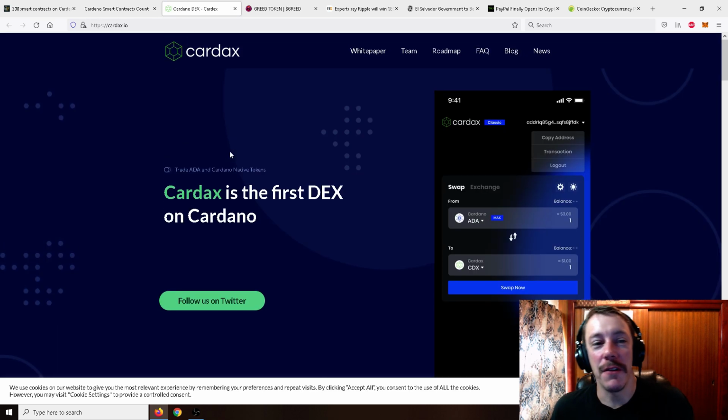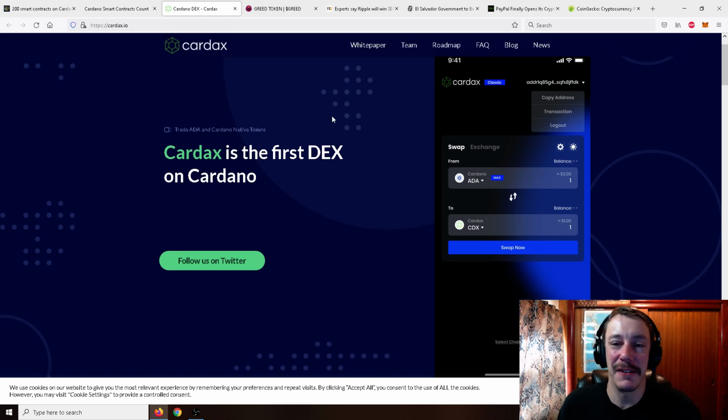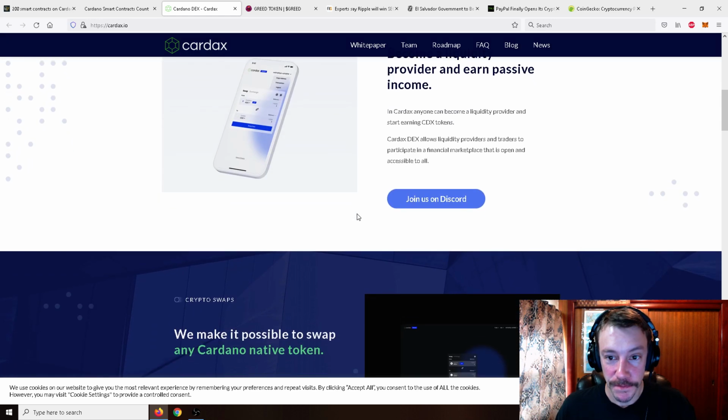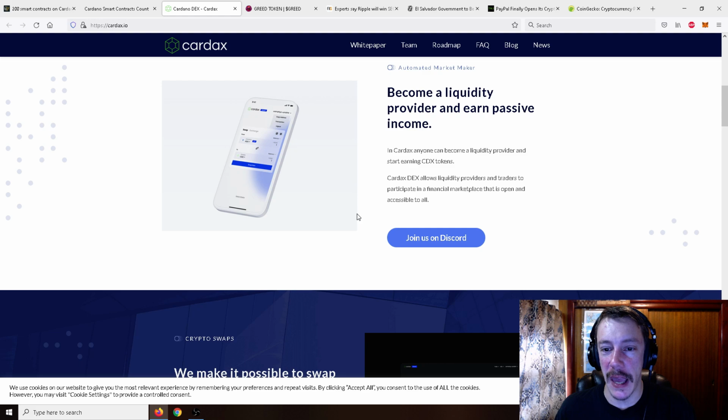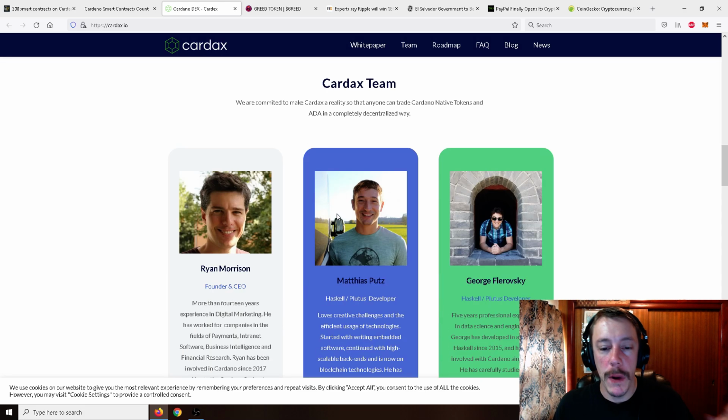So one of the first things going to be coming to Cardano, or at least so they claim, is Cardax. It's going to be the first DEX on Cardano. You can see here it's set up to look precisely like a MetaMask or pretty much every other DEX out there. It says in Cardax, anyone can become a liquidity provider and start earning CDX tokens. So nothing new here with this.